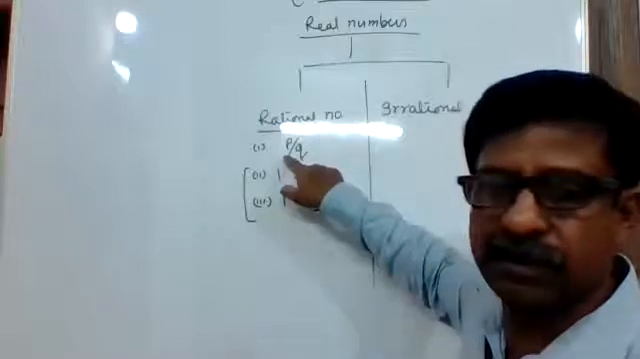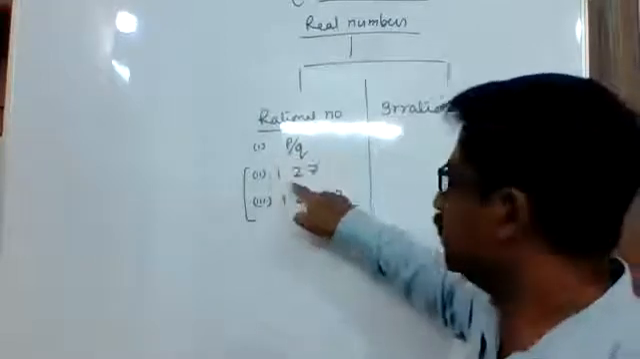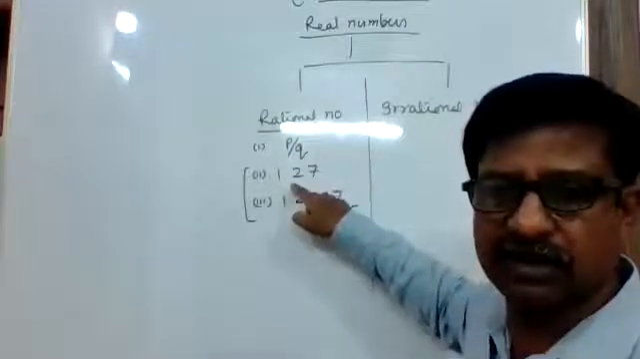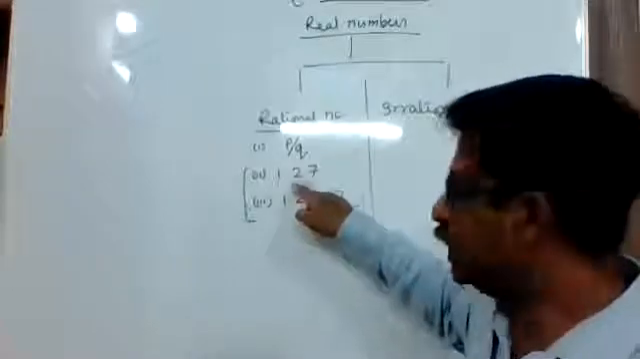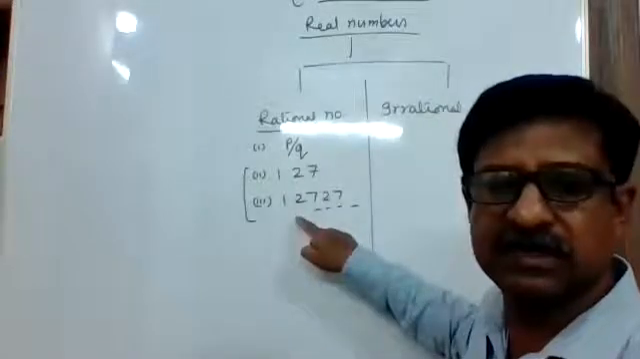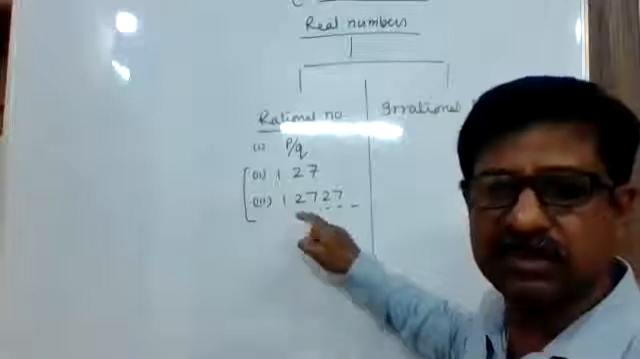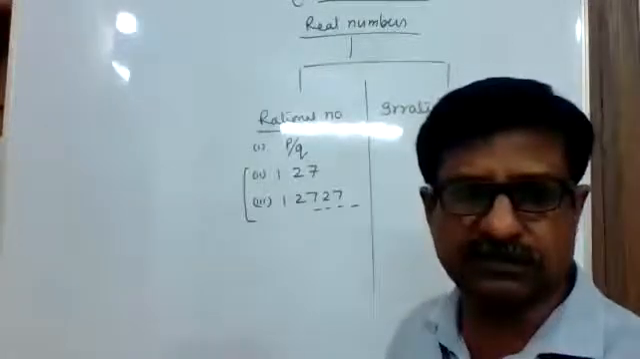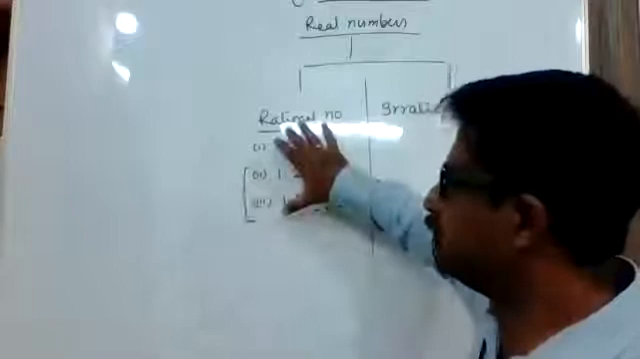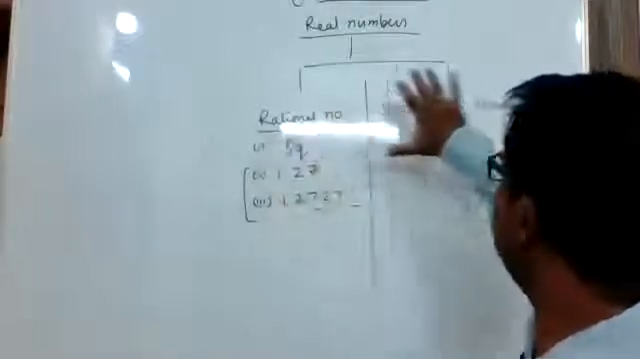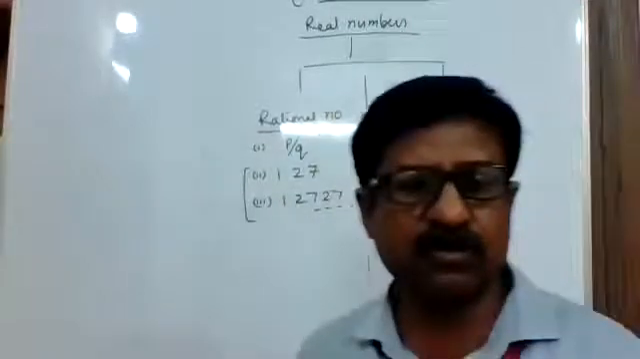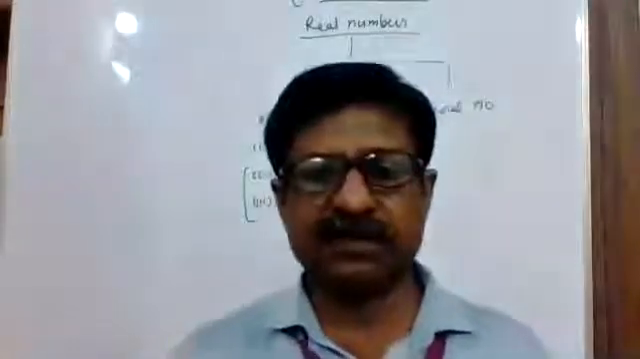The rational in the form of p upon q. Second, we'll discuss the terminating decimals. And third, we will discuss the numbers which are not terminating but repeating. After representing all this, we will come to the irrational part, how to represent irrational numbers on the number line.